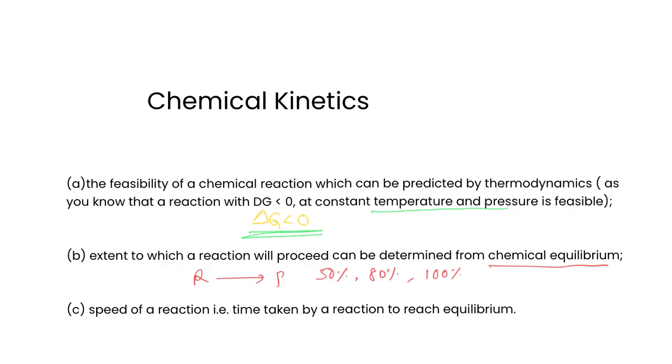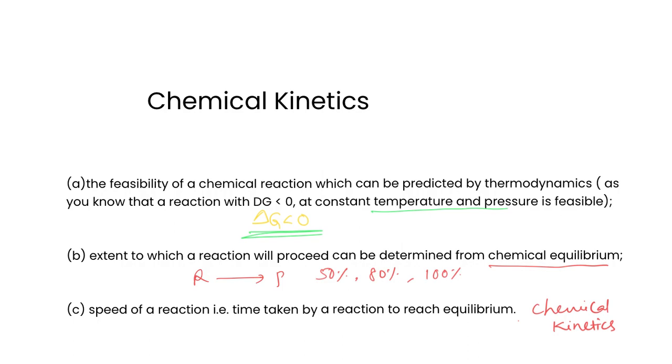Now the next one, speed of reaction. The time taken by a reaction to reach equilibrium or to complete will be known from chemical kinetics. So these three are very important for us to know when a reactant converts to product.